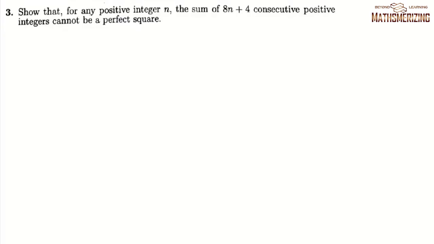Now the third question is, show that for any positive integer n, the sum of 8n plus 4 consecutive positive integers cannot be a perfect square. Now suppose these integers are a plus 1, a plus 2, up to a plus 8n plus 3.